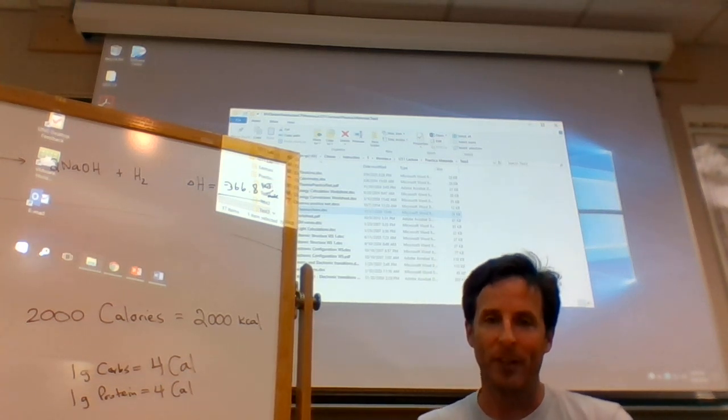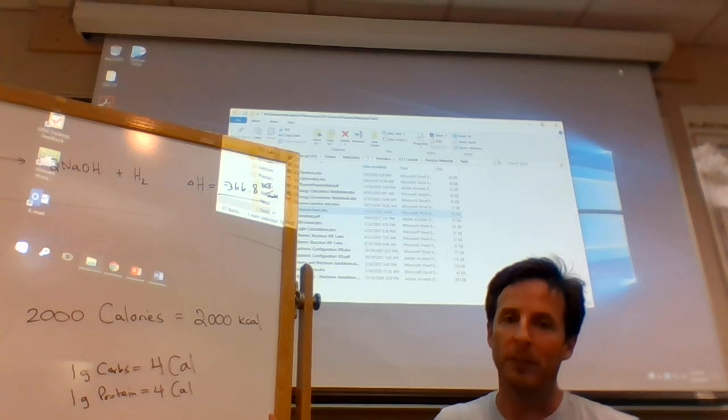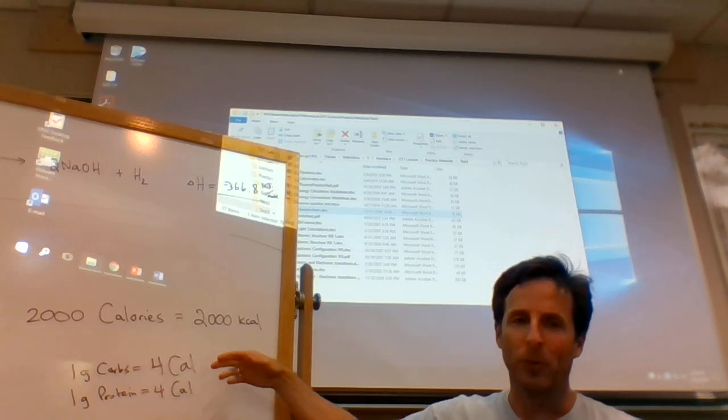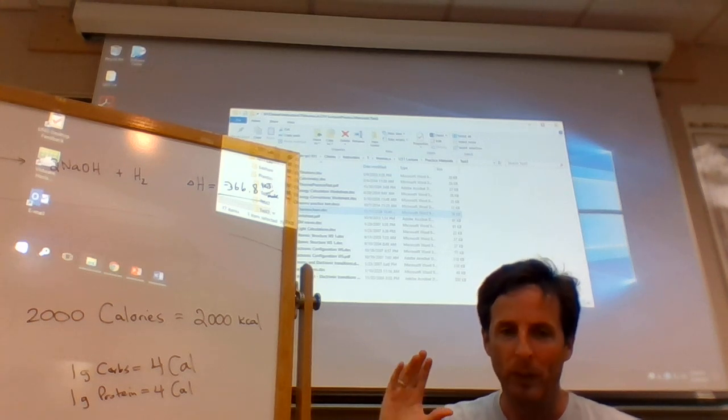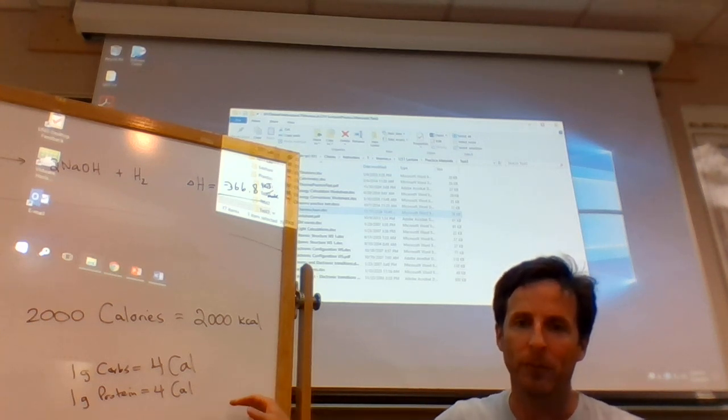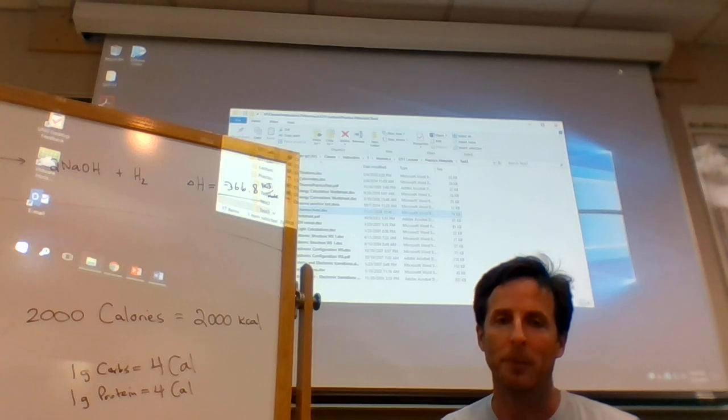Now, it's really not exactly the same. These are rounded to 1 sig fig. I think one of them's like 3.8, and the other one's 3.9 or something like that. But we simplify in here. We're just going to call it 4 calories each for carbohydrates and proteins.